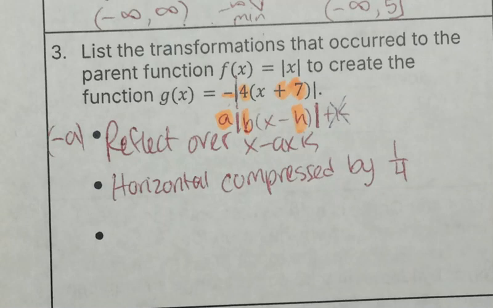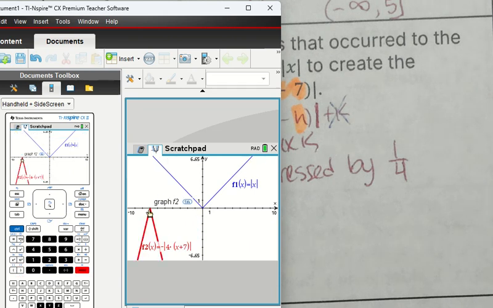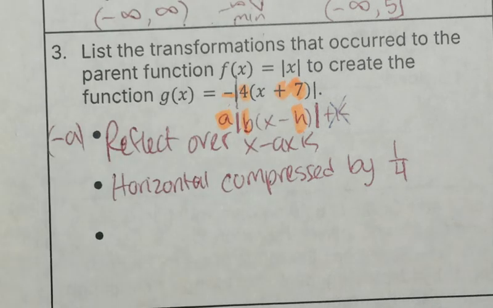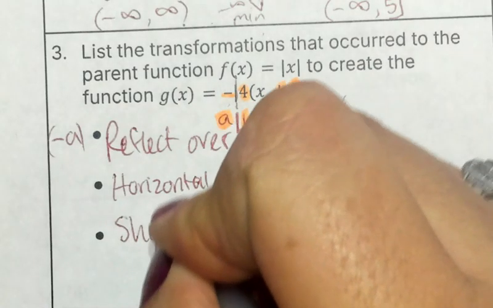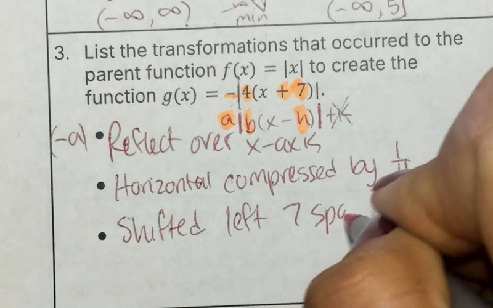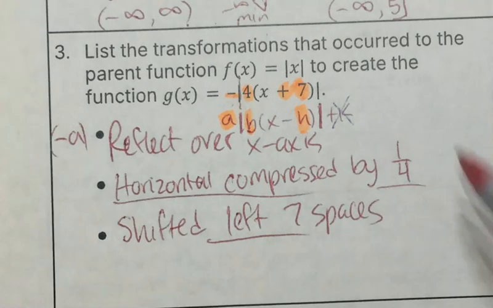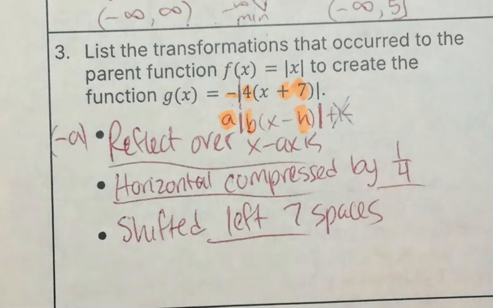The last thing is understanding what that plus 7 does. So I'm gonna double click this and now put that plus 7. And now we can see that it moved left. So it just shifted left. And that 7 tells you that it shifted left 7. So shifted left 7 spaces. Okay, so horizontal compression by 1/4, reflect over the x, and left 7.